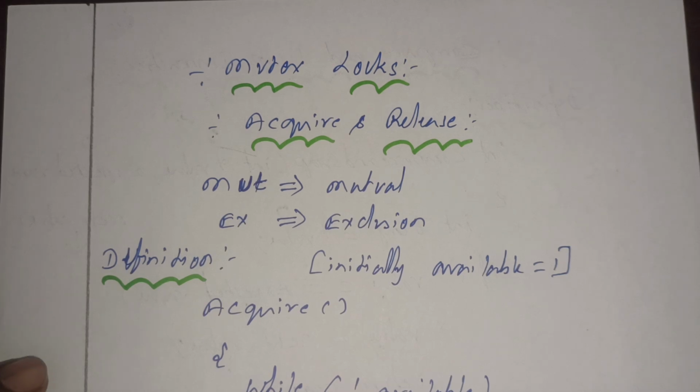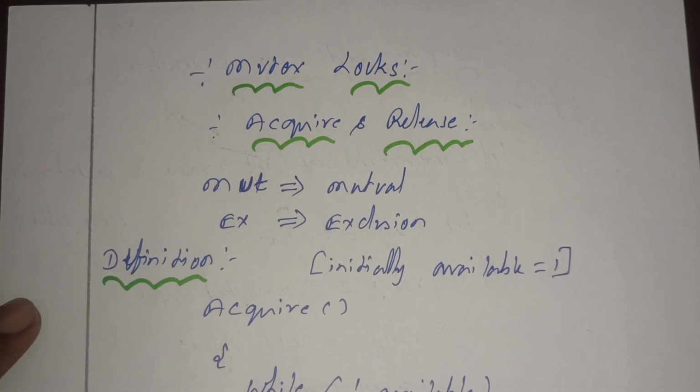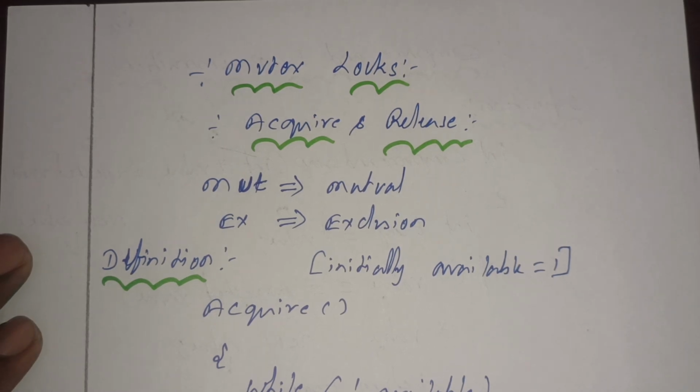Now I'm going to explain you all about Mutex Locks. It's a classical synchronization problem, right? Here we have one simple solution where any process which is waiting outside can acquire the critical section, and it acquires and releases the critical section, right?